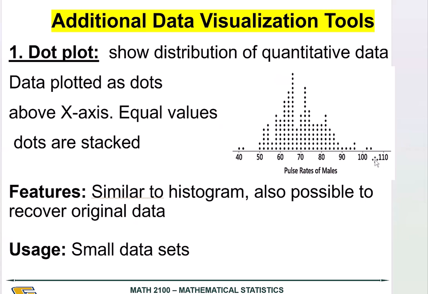So now we will look at other data visualization tools. The first tool, which is also very powerful, is called a dot plot. It helps to show the distribution of quantitative data. Here we have data plotted as dots. This is what we call a dot plot, right? And then we stack the equal values together. The feature is that it's also similar to a histogram. But it's better than a histogram in the sense that sometimes you can look at the original data values. So for example, like in the Guinea pig data, right?